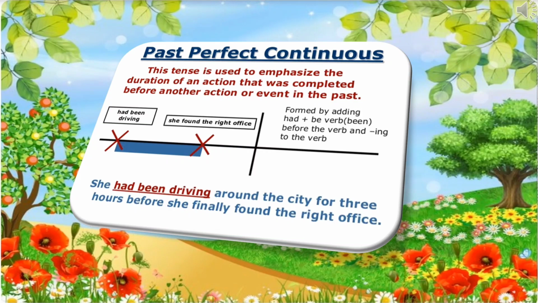Here two actions are there. For the first action we use past perfect continuous tense, and for the second action we can use simple past tense. See the example once again. She had been driving around the city for 3 hours before she finally found the right office.